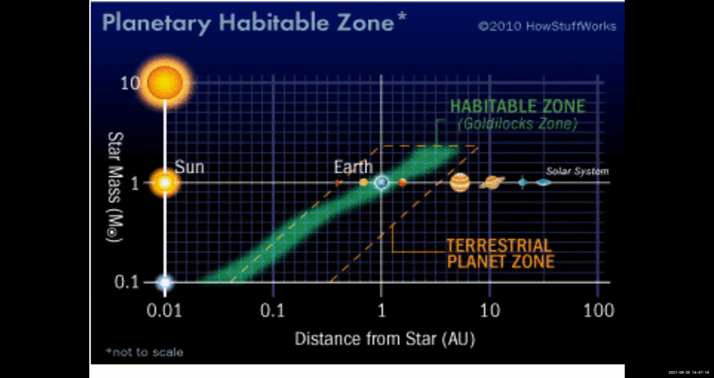If your sun is too large, then it's going to be too hot if you're too close to it. And then there's the distance from that sun. If it's a smaller sun, you can be closer. If it's a larger sun, you can be further away. So this diagram is showing the range, looking at these two variables, of what that habitable zone is. So that's what we're looking for.